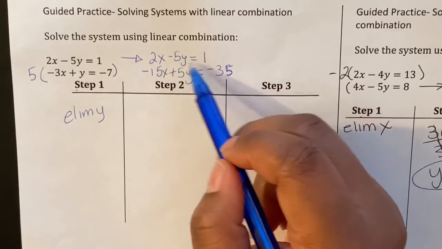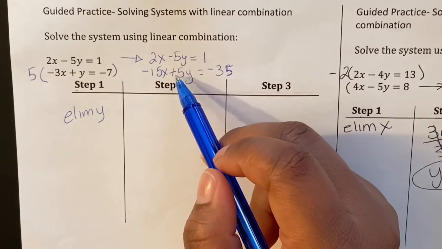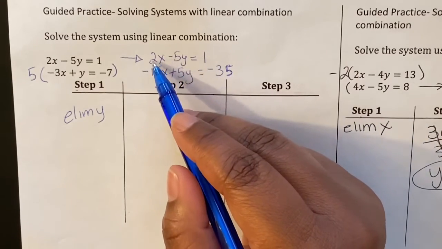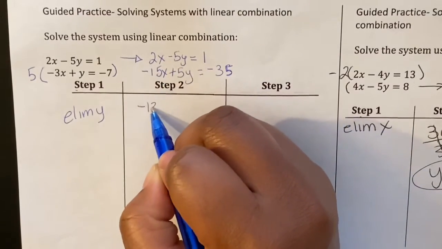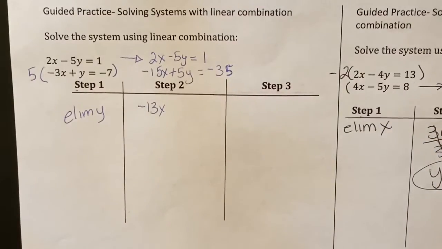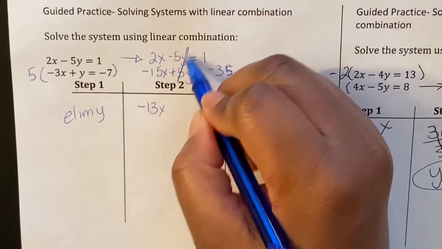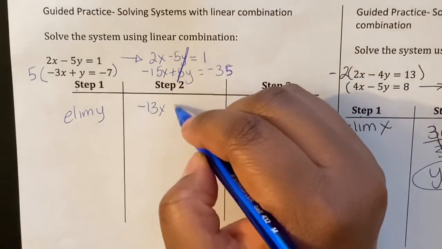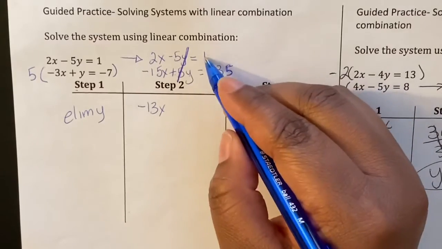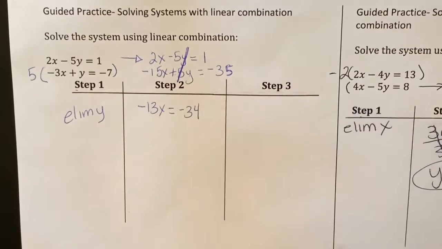Now this equation isn't new, but that still is considered a new equation. This equation is new. Okay. Now when I add them, 2x minus 15x is negative 13x. Negative 5y plus 5y is 0. They cancel out. That was the whole goal. I don't have to write 0y. And then 1 minus 35 equals negative 34. Remember, at any point, you can use your calculators, ladies and gentlemen.